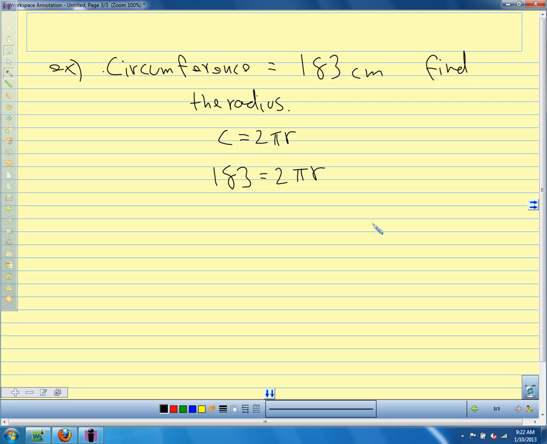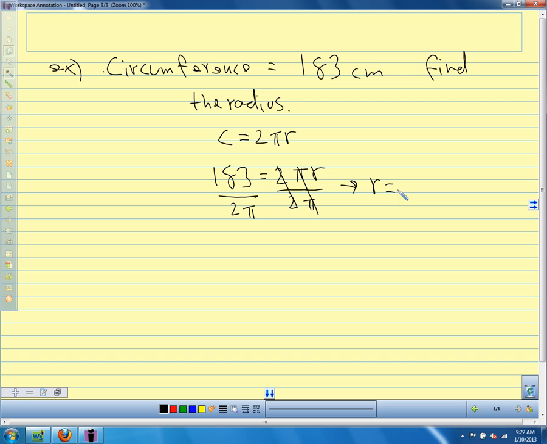So what do I have to do to get the radius by itself here? What's the 2 and the pi doing to the radius? Adding, subtracting, multiplying, dividing? It's multiplying, so we have to undo that by dividing. So we're going to divide both sides by 2 pi. When I divide this side by 2 pi, these cancel. This just gives me 1.